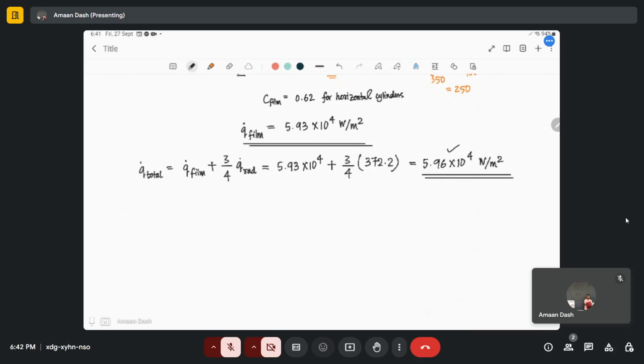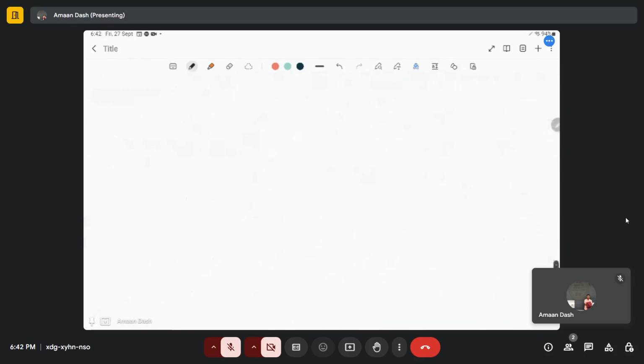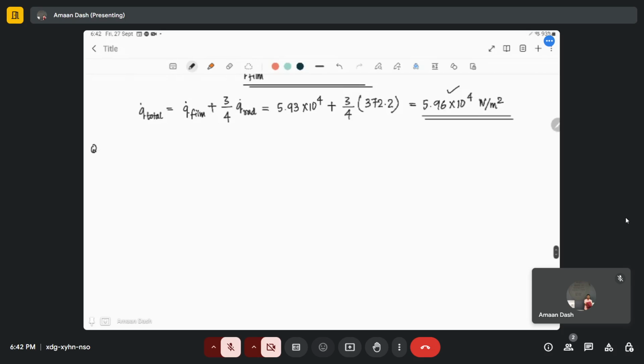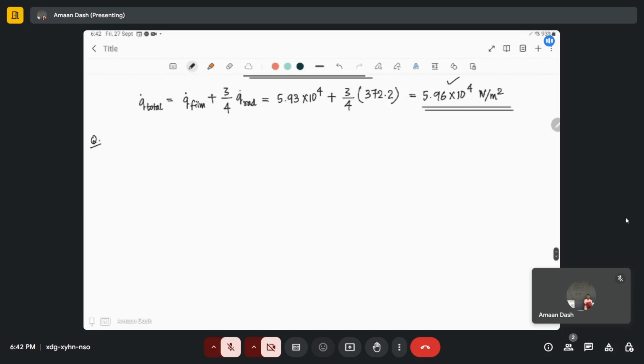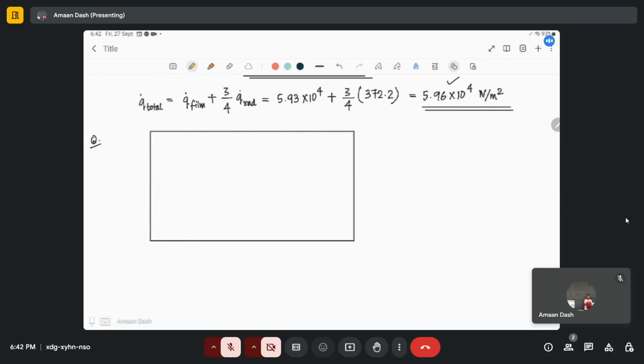Okay, now let's try to see another question. This question will be mostly based on understanding only. Okay, so let me draw and then we can see. So there are kind of four regions.